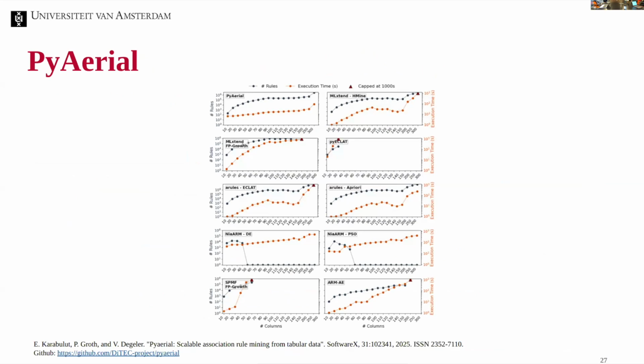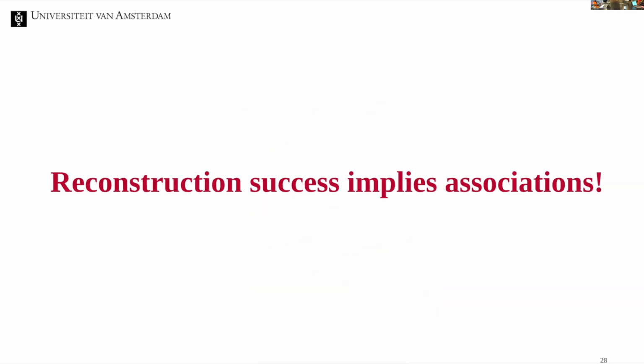So how many features are in the table that you're testing? In this case, it's up to 300. 300, yeah. But I have more. I have gene expression analysis data sets that is about 18,000 columns. So that also works. So the main message is reconstruction success implies associations.